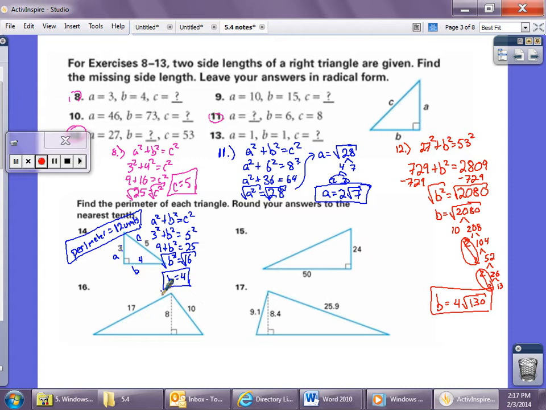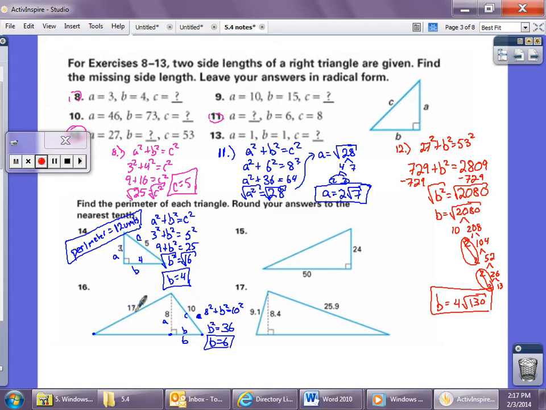If you look at 16, what we have to do here is find this length from here to here, and then find this one from here to here for the perimeter. With this, this is my A, this is my B, and this is my C. So 8 squared plus B squared equals 10 squared. So B squared equals 100 minus 64, which is 36. So B equals 6, so that means this is 6 units.